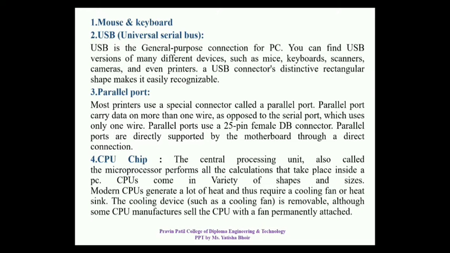Now processors are of different types, right? Intel processor, IBM processor; most of us use an Intel processor. The central processing unit, also called the microprocessor, performs all the calculations that take place inside a PC. So we know what a processor is. The processor is used to process all the operations which are carried out in the computer. It is the main brain of the computer, right?